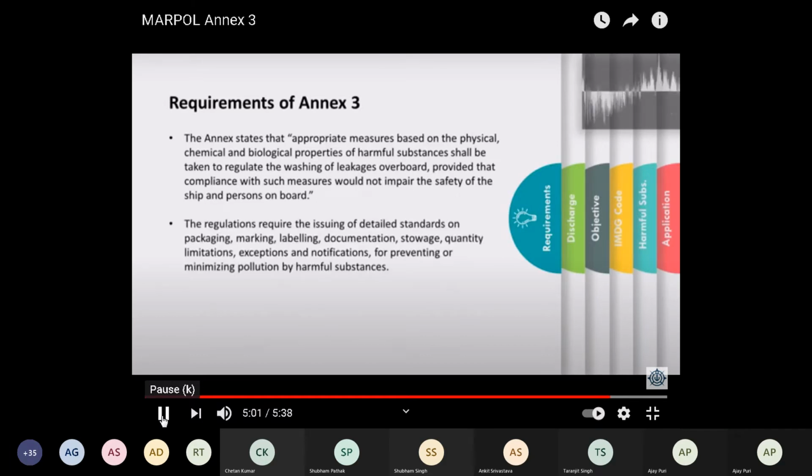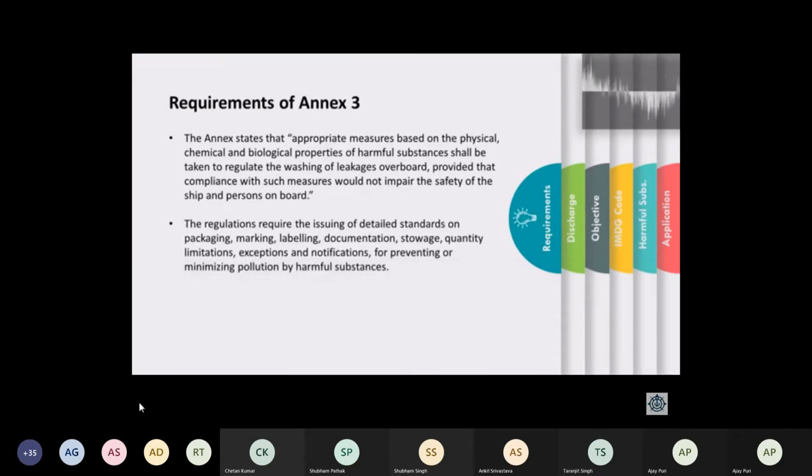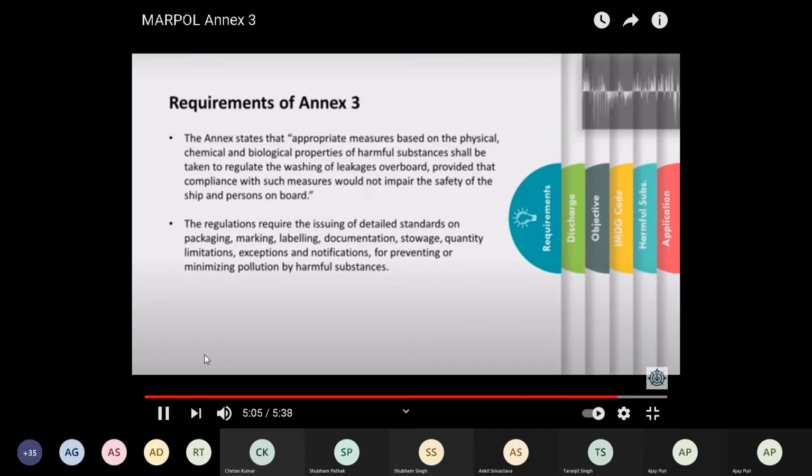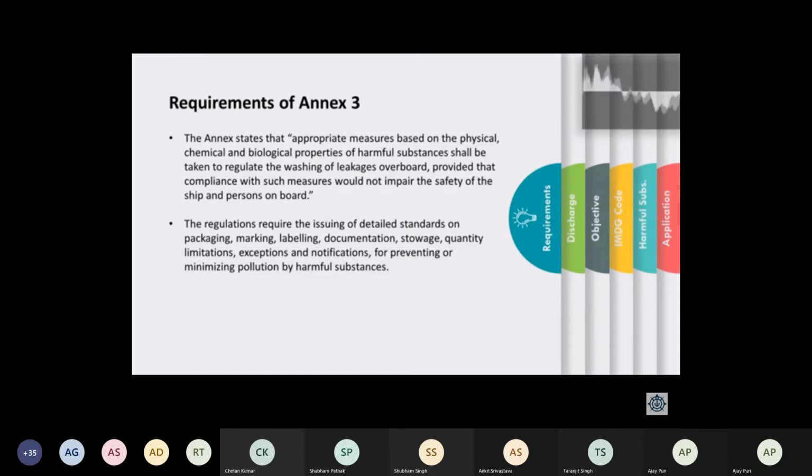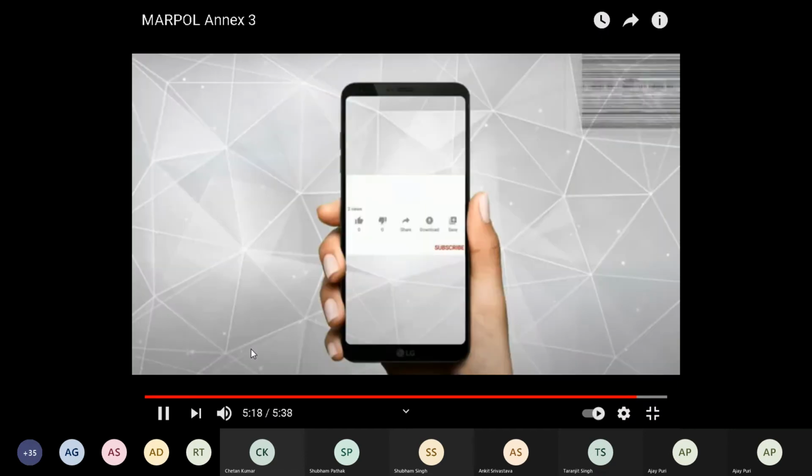The regulations of Annex 3 require the issuing of detailed standards on packaging, marking, documentation, and stowage of dangerous goods for preventing or minimizing pollution by harmful substances. The guidelines on all of the above are given in the IMDG code.